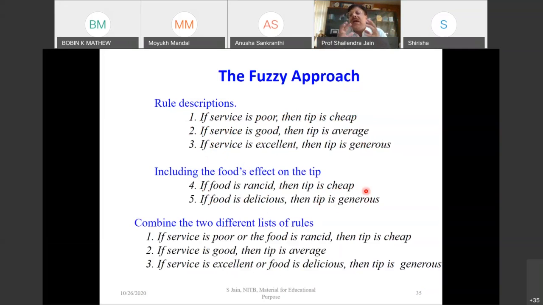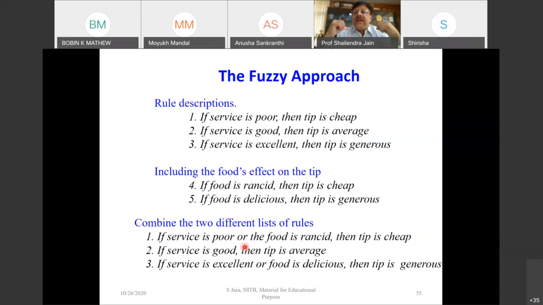But when we combine both the inputs, my rule will become, if service is poor or the food is rancid. Now let's see, we are using an operator. This may be, if service is poor or the food is rancid, then tip is cheap. Or you can write, if service is poor and the food is rancid. So like a Boolean OR or an AND operator, the same is used here as well. OR is the max operator, whereas AND is the min operator. So it depends on the user.